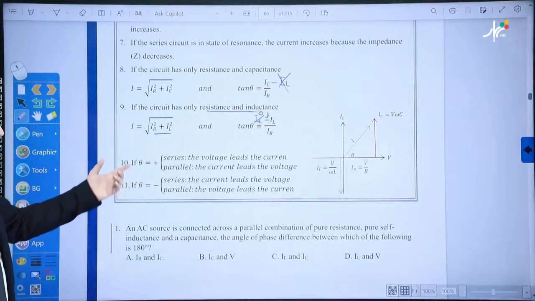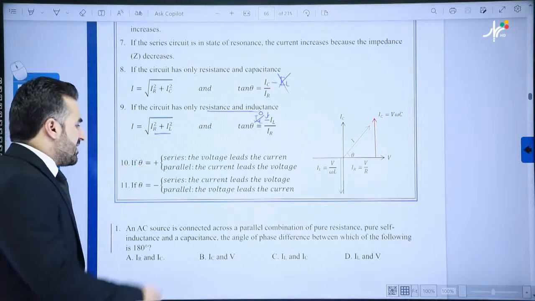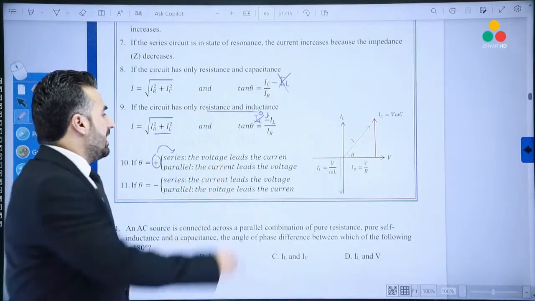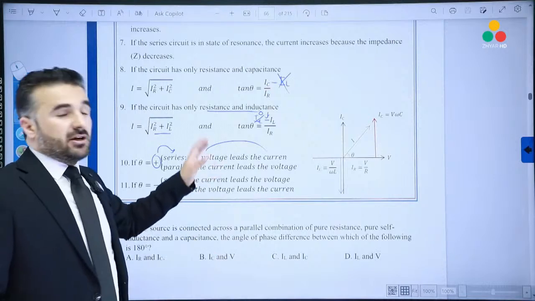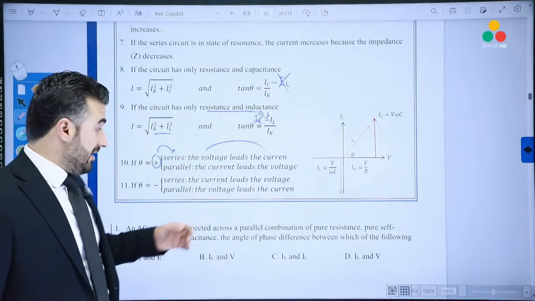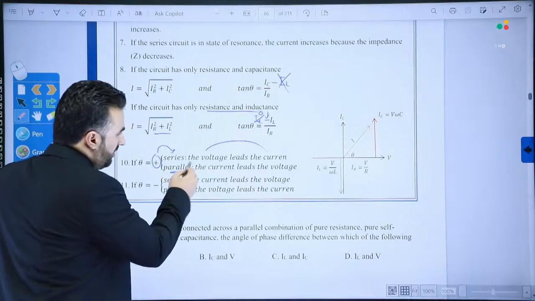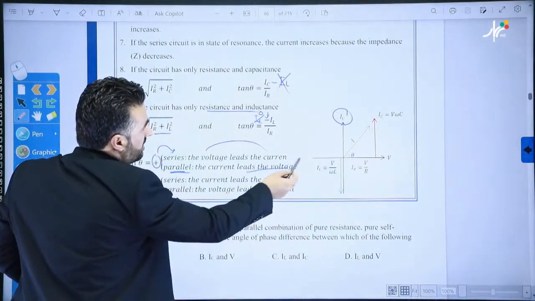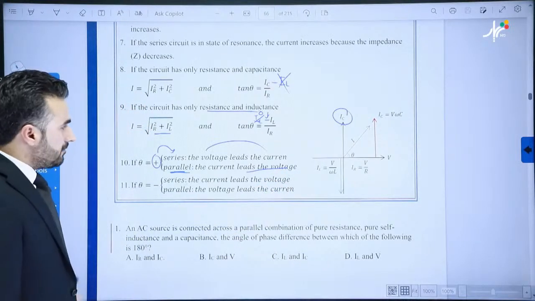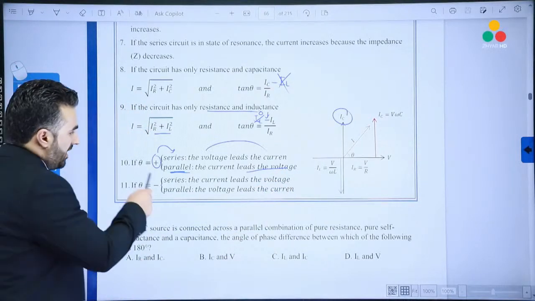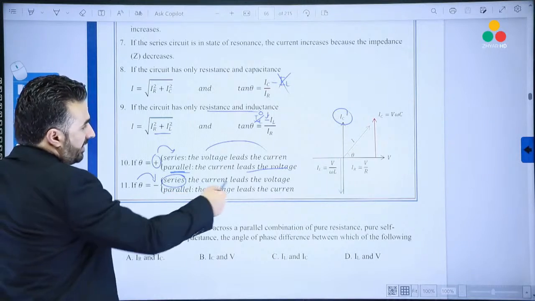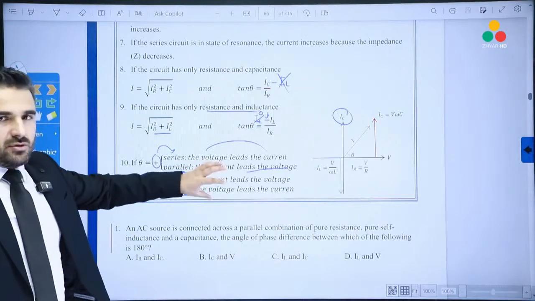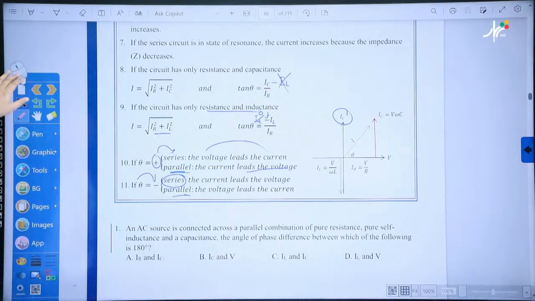And then the last 2 points here, we said that if theta is positive in a series circuit before, the voltage leads the current by whatever the value of theta is, okay? But if it is a parallel circuit and theta is positive, remember, because IC is above, that means the current leads the voltage, don't forget, okay? But once again, if theta is negative in a series circuit, we said the current leads. But if it is negative in parallel, that means the voltage is leading. So you can see these two are exactly opposite to one another.